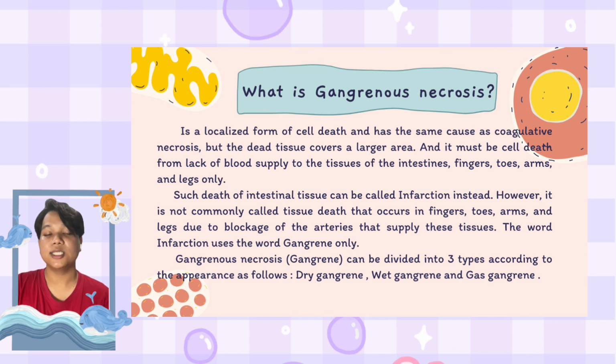Such death of intestinal tissue can be called infection instead. However, it is not commonly called that when tissue death occurs in the finger, toe, arm, and legs due to blockage of the artery that supplies this tissue. The word infection uses the word gangrene only. Gangrenous necrosis can be divided into three types according to appearance as follows: dry gangrene, wet gangrene, and gas gangrene.